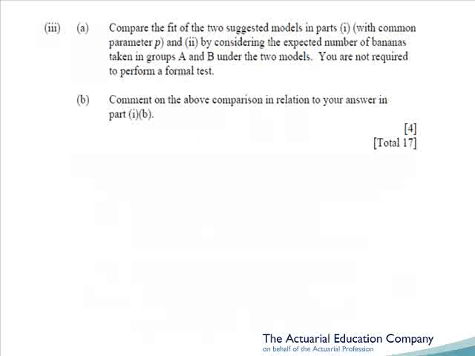The last part of the question asks us to compare the fit of the two models by considering the expected number of bananas taken in each of the groups, i.e. the mean of each of the binomial models in part 1 and in part 2, and then you'll see which fits better, and then chat about why this is true.